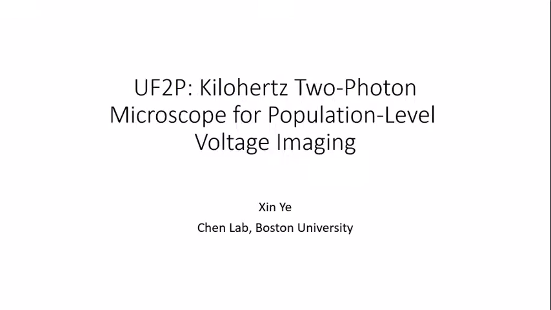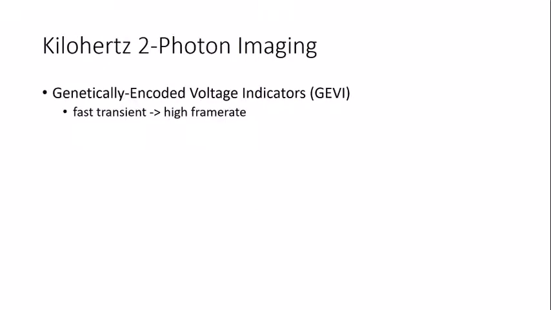So as the title says, I'm introducing this kilohertz two-photon microscope that we developed in the lab. Why do we need a kilohertz two-photon microscope? Because we're seeing the development of genetically encoded voltage indicators, and compared to the calcium indicators, they have a really fast transient to the action potential. The on-the-shelf two-photon microscopes only run at tens of frames per second. That's just not fast enough, so we want a faster two-photon microscope.